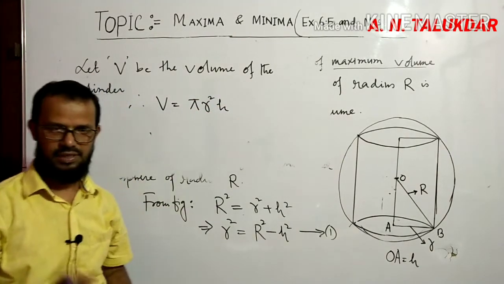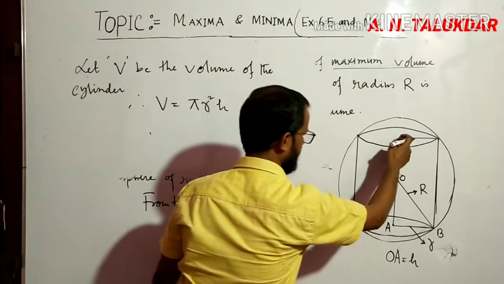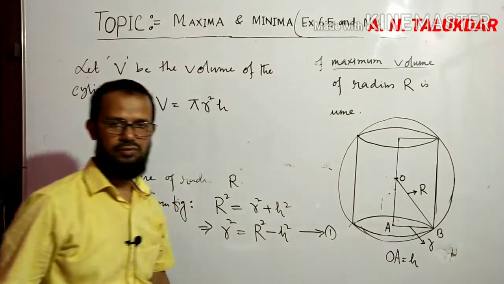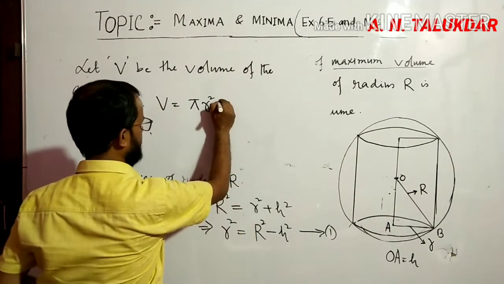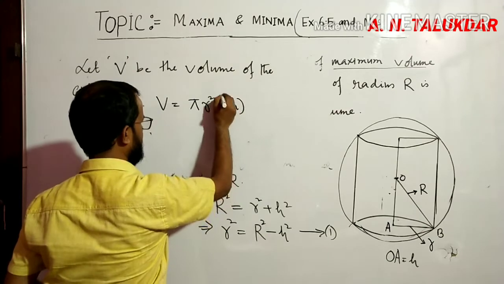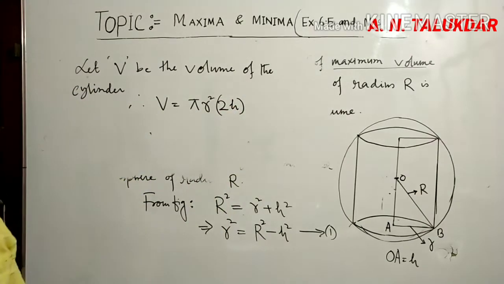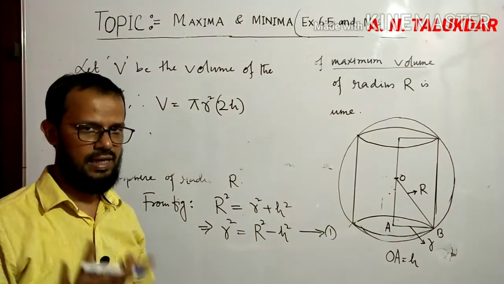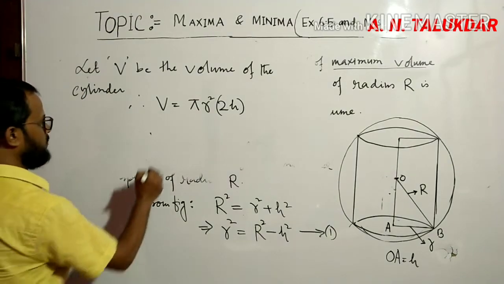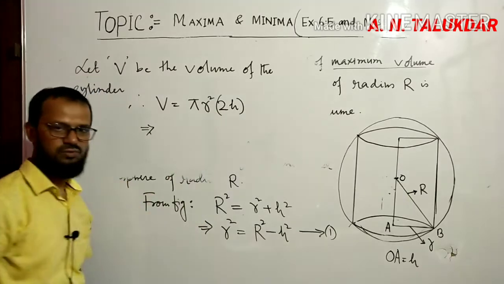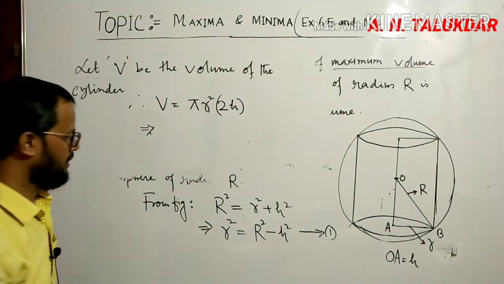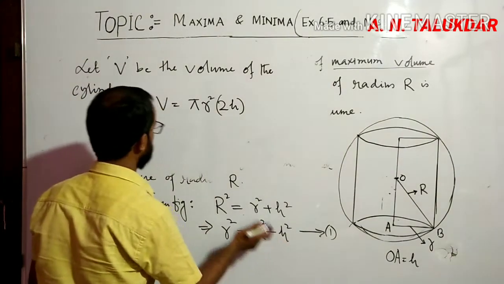This is the formula, but here in this case the height is twice h. So you have to replace this height by 2h. Very important, remember it. The original formula is pi r squared into height; here height means twice h. So V is a function of r and h. We are converting it into one variable, so better you replace r squared by this.